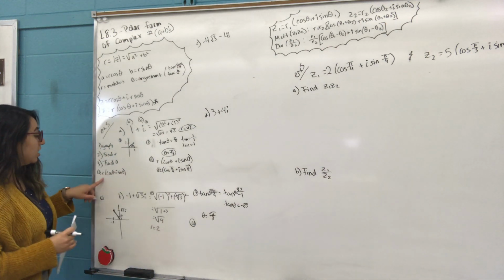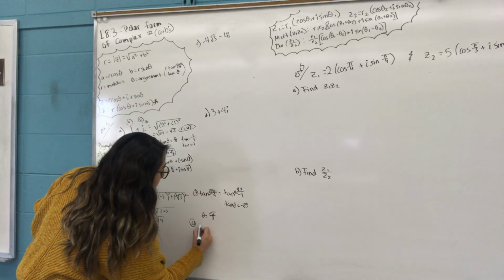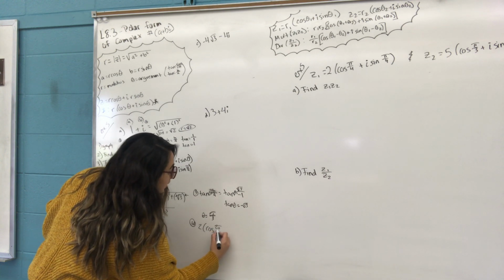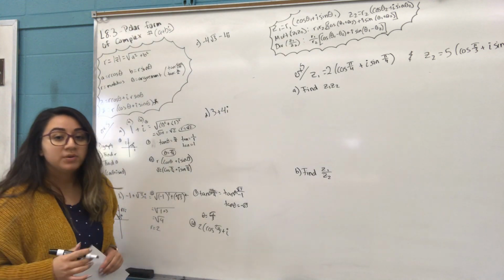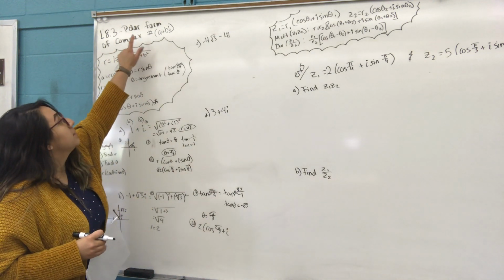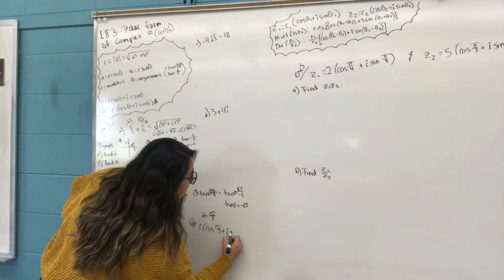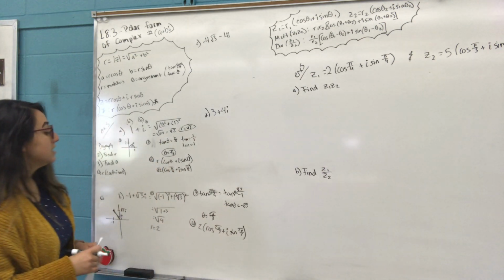So now we know it's r cosine theta plus i sine theta. So r is 2 times the cosine of your angle, which now is 2 pi over 3. Plus, keep in mind, always put the i there. If you don't put the i there, it's not a complex number in polar form anymore. So you have to include the i. So i sine, and it's the same angle there. And then we have 2 more here.